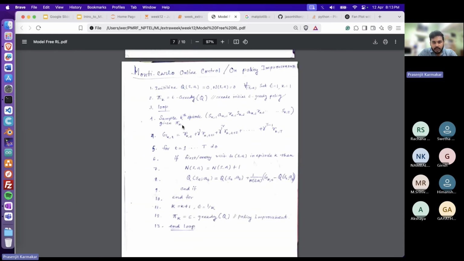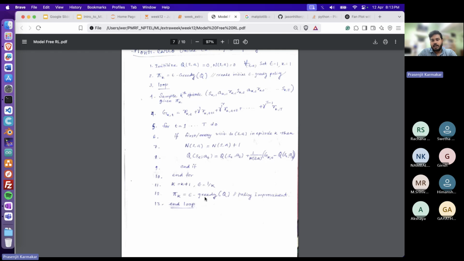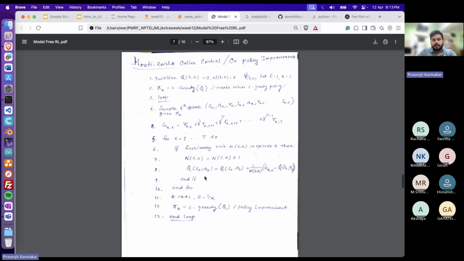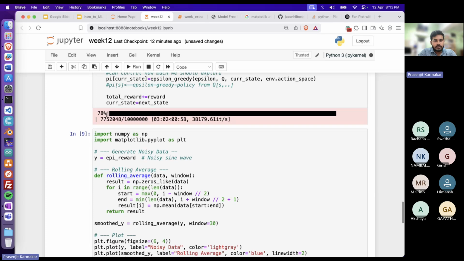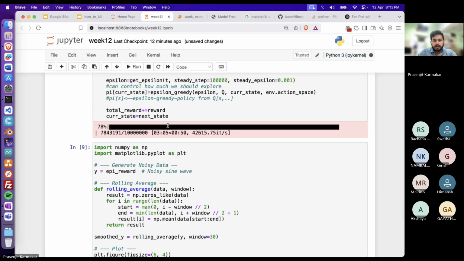And this was the trajectory-based Monte Carlo estimates. Okay, so basically sample one trajectory, get the returns, do an every-visit or first-visit update for Q functions, and then do an epsilon-greedy policy update at the end. Okay. Yeah, so let's see whether it's complete. Now 77%. Fine.